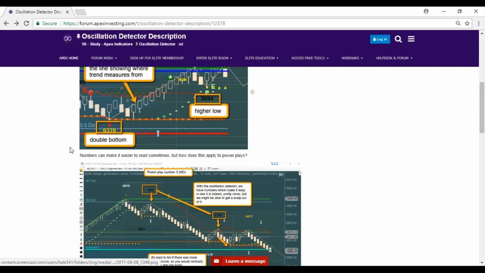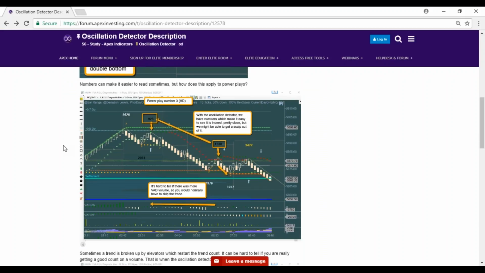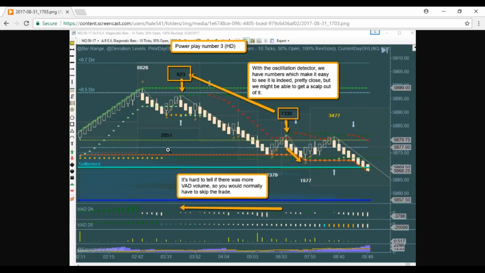Now, numbers can make it easier to read sometimes. How does this apply for power plays? Well, we talked a little about that, but let's check out some of Lori's screenshots here. Lori put this all together and put the form together for us. So sometimes the numbers just make it more clear. So the market's coming down, pulls up, comes down, pulls up, down, pulls up. Are we in an uptrend here? Is the market choppy? Or are we in a downtrend?